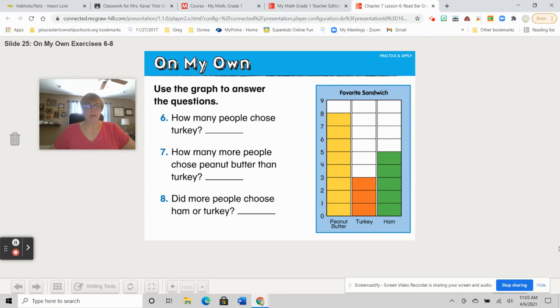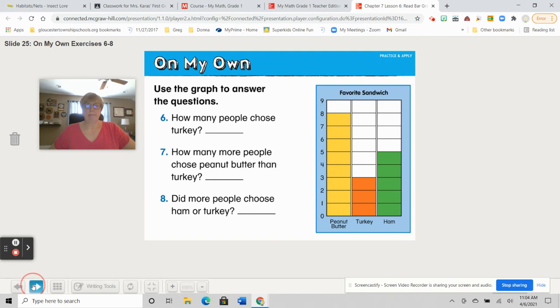This is a survey about a favorite sandwich, and here are the choices: peanut butter, turkey, and ham. How many people chose turkey? How many more people chose peanut butter than turkey? Did more people choose ham or turkey?